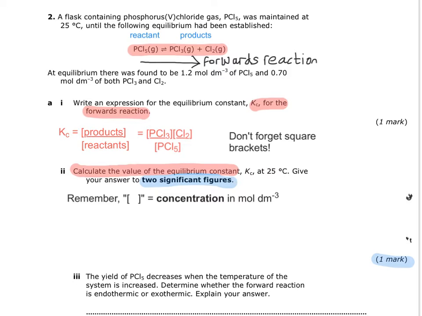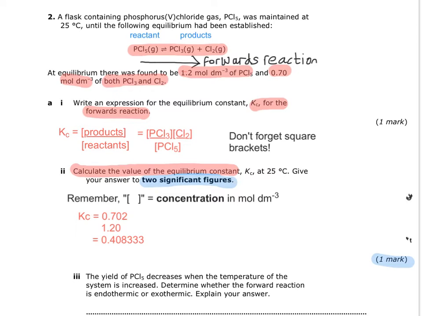So remembering that the square brackets actually mean the concentration of the substance inside the square brackets in moles per decimeter cubed, you can see quite clearly that we've been given the values up at the top, haven't we? So 1.2 is for PCl5 and 0.70 for both of PCl3 and Cl2.